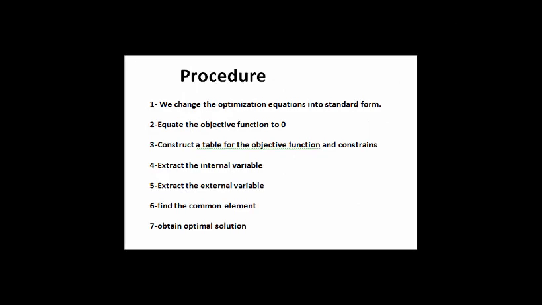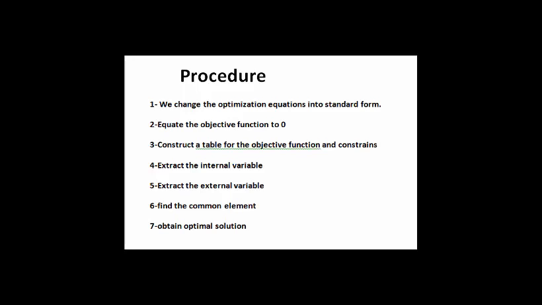Okay, we have some steps we need to follow in order to solve a linear programming optimization problem using the Simplex method. We have 7 points here. The first one, we change the optimization problem into standard form. You have the constraints and the objective function, you need to make it in standard form. Second point, equate the objective function to 0. The third point, construct a table for the objective function and the constraints.